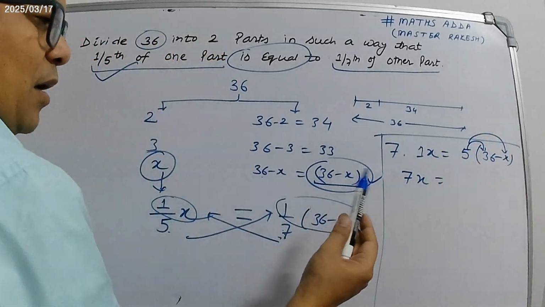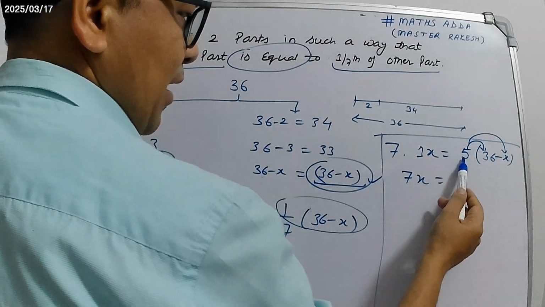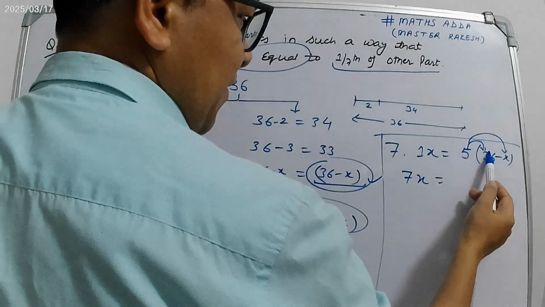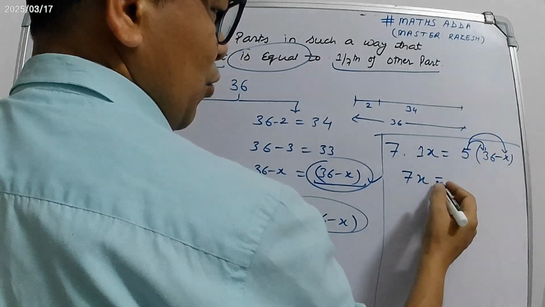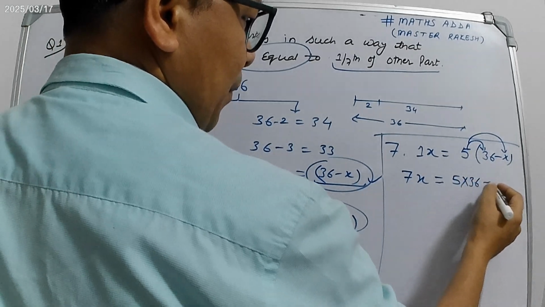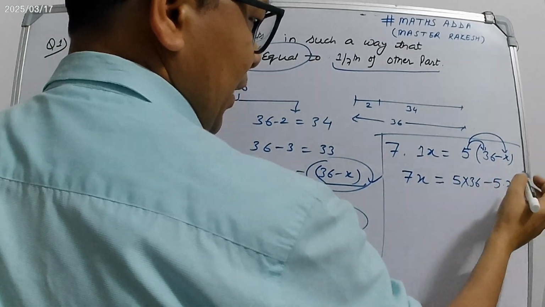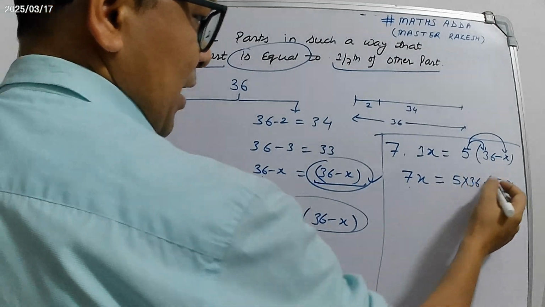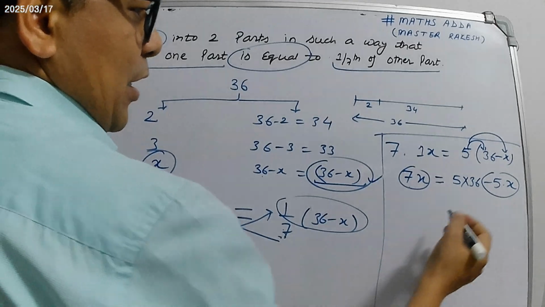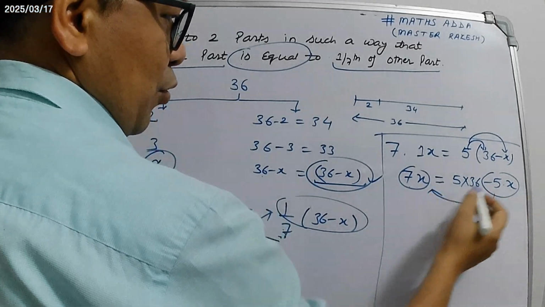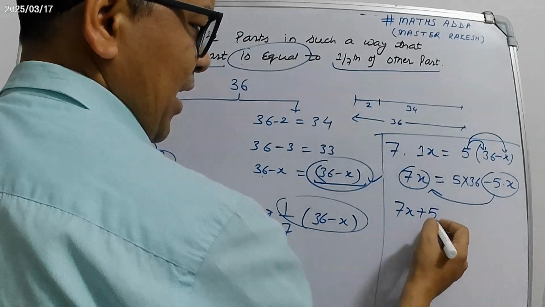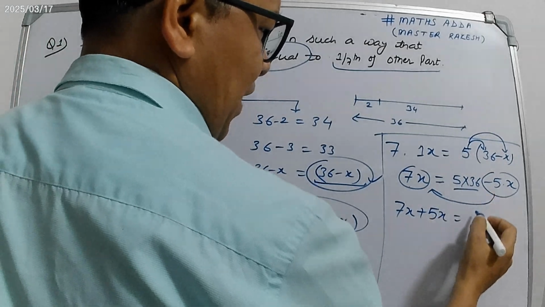Whenever you multiply someone outside the bracket, it gets distributed with the first and the second term. This is known as the distributive property. So 5 into 36 minus 5 into x, that is 5x, and 7x. This minus 5x and 7x look similar, so it comes to this side, and minus becomes plus. 7x plus 5x equals 5 into 36.